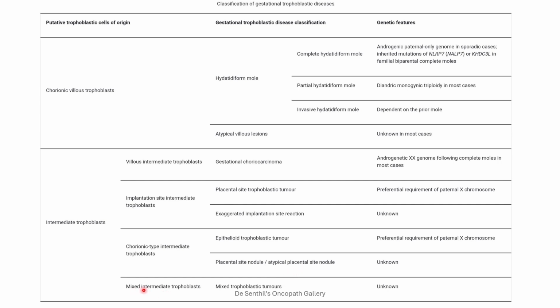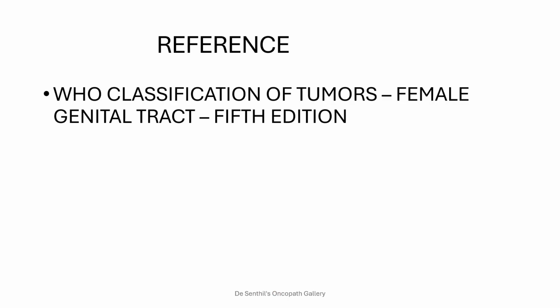We have another entity called mixed intermediate trophoblast, which forms like a combination of gestational choriocarcinoma, placental site trophoblastic tumor or epithelioid trophoblastic tumor. All the images and data are taken from the WHO classification of tumors, 5th edition.